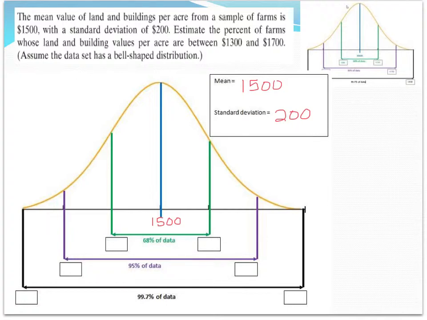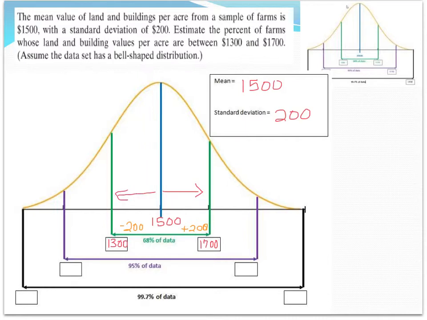So to move out 1 standard deviation from here, I add 200 to my mean. So 1 standard deviation to the right puts me at 1,700 because I added 200 to my mean. That's 1 standard deviation. And then to go back a standard deviation, I take a standard deviation away from the mean. So in this direction, I'm at 1,300. So I've already answered my question.